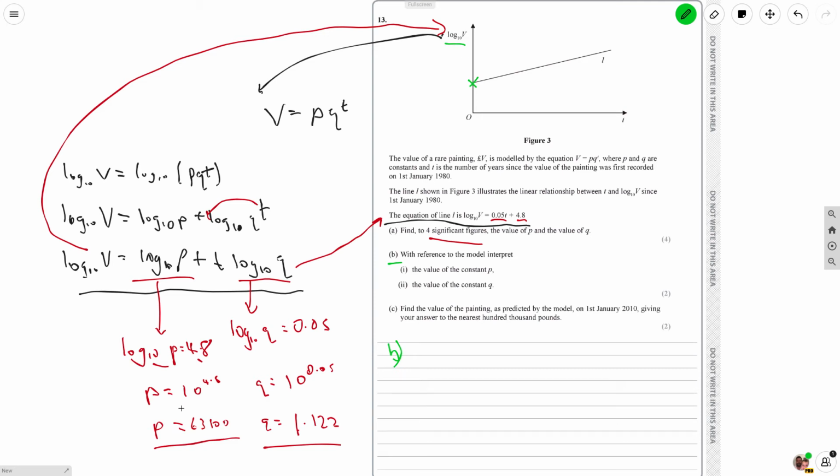Okay, so we've already sorted that out. That is basically 4.8 on this graph. And then over here we've worked out what that is to give us an actual value of the painting. So P is the initial value of the painting. It's the value of the painting on this date here, the 1st of January 1980.